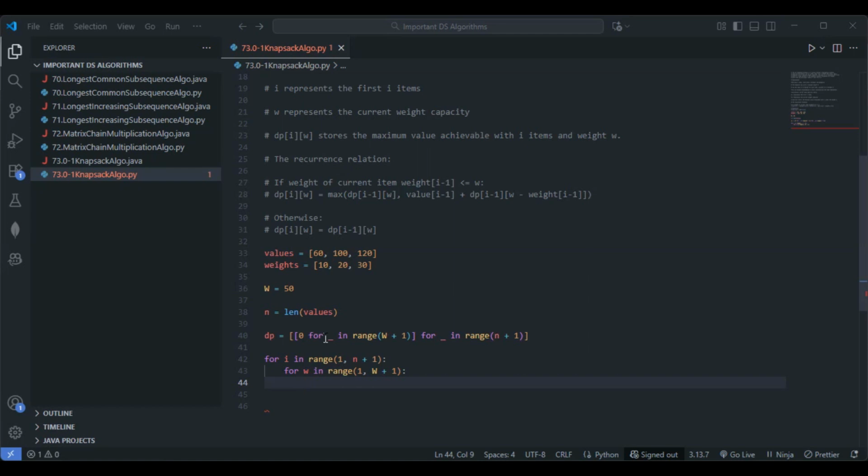So accordingly with the explanation, else we cannot include the item at all. We have to take the value from the previous row. First, let's write the if condition: if current item's weight is less than or equal to current capacity.